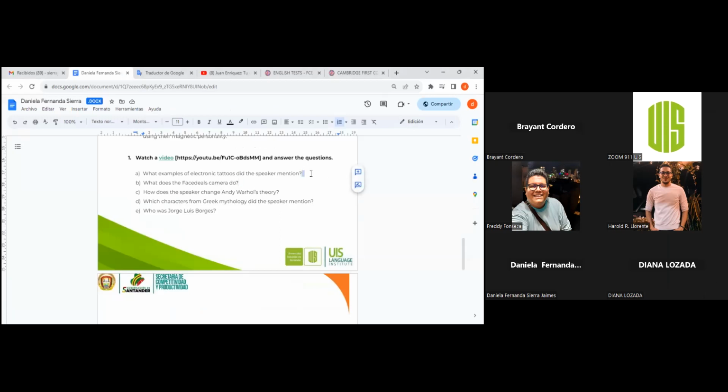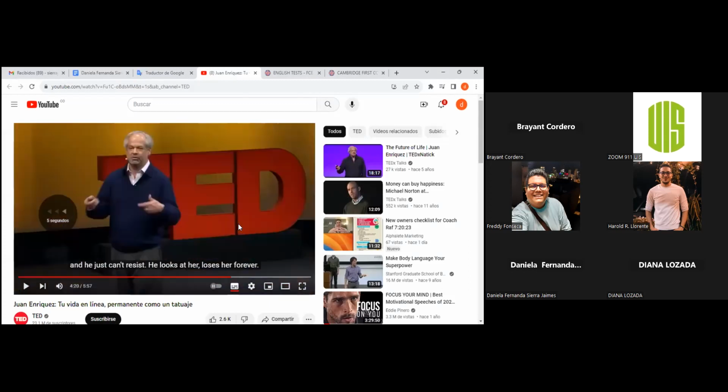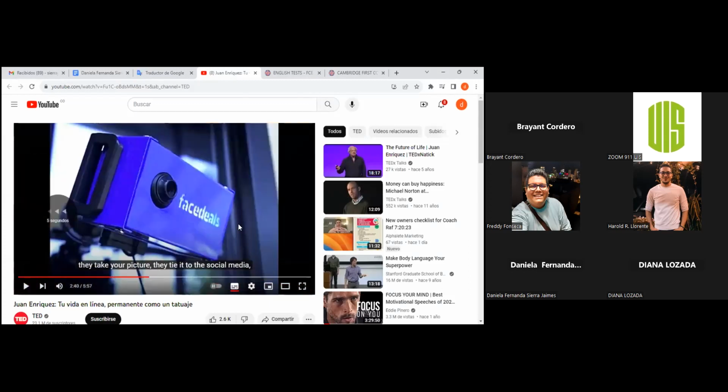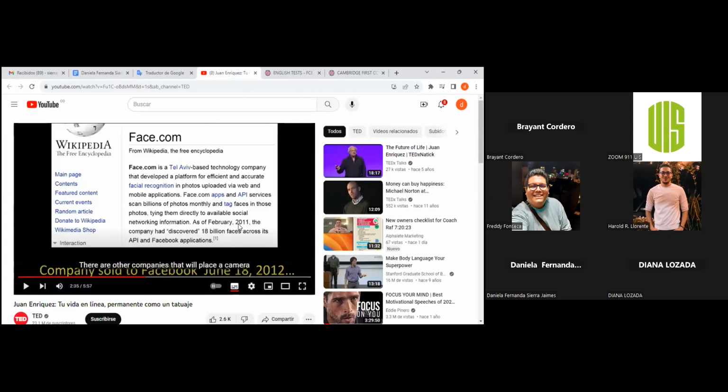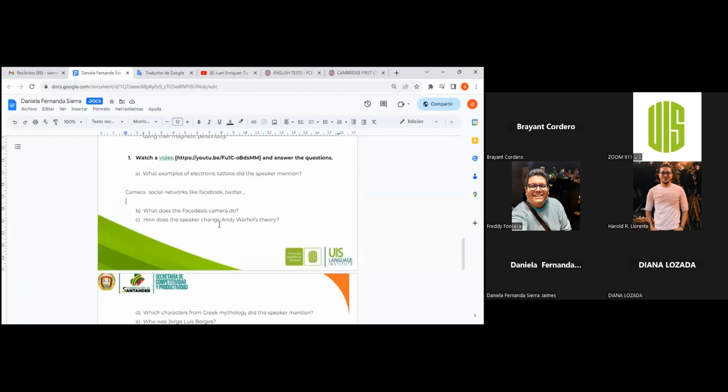What example of electronic status did the speaker mention? Face recognition? It's a machine that recognizes, like a camera. Face something? But he mentions that social networks like Facebook, Twitter, LinkedIn could become an electronic tattoo. It was created in Israel, and later Facebook bought it. Face.com.